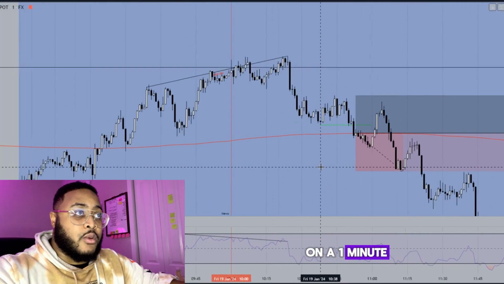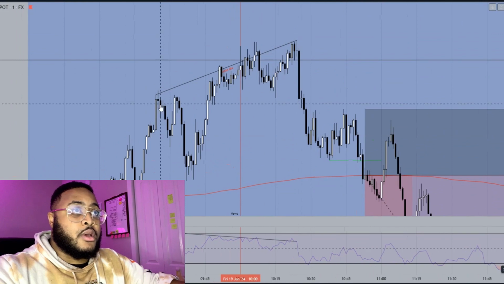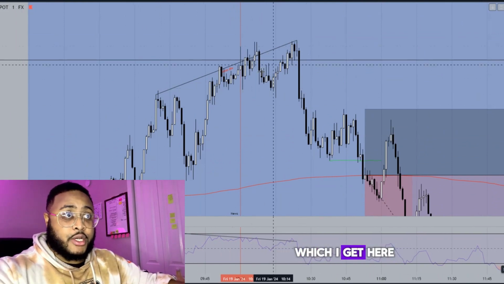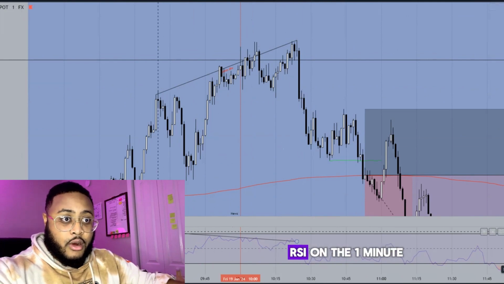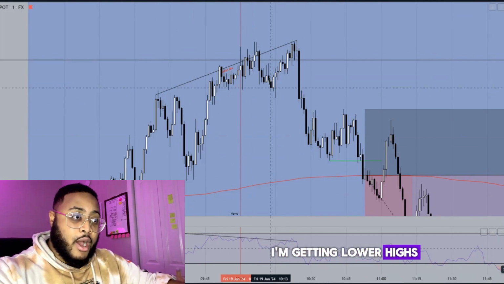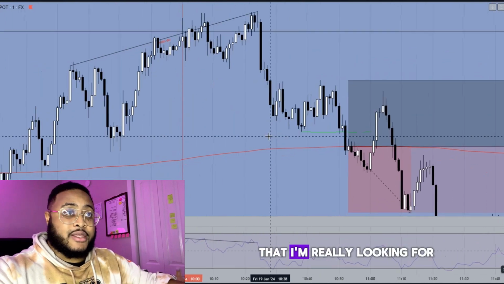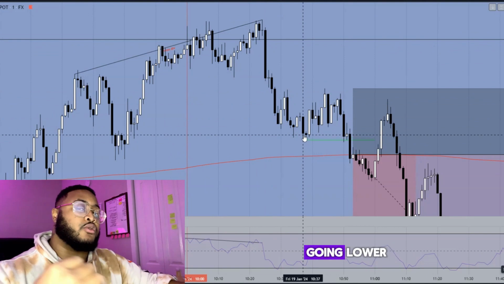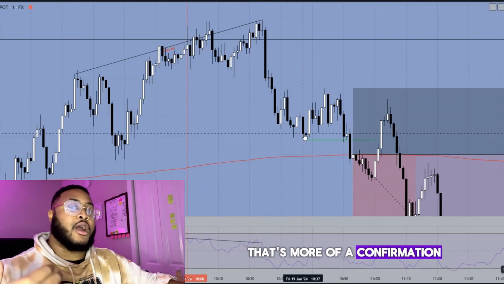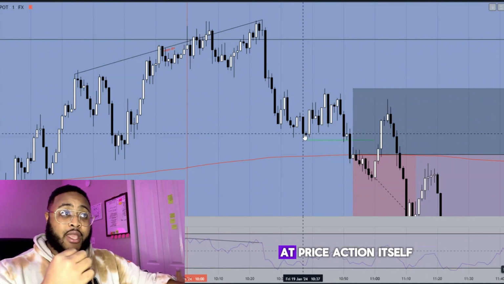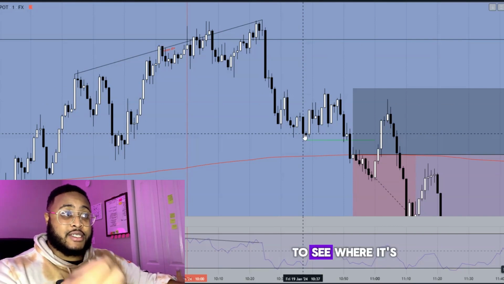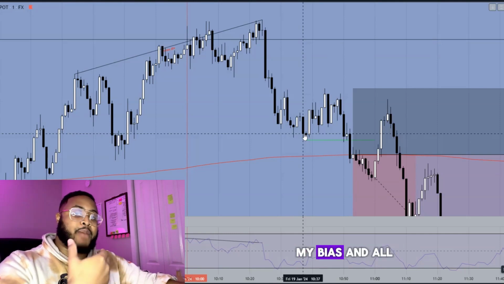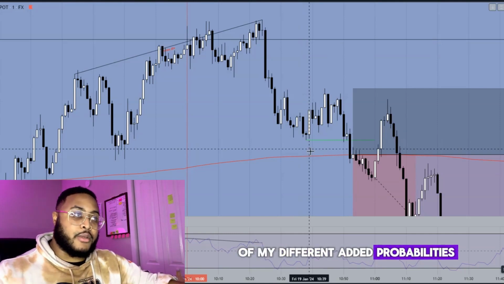So now I'm down on the 1 minute. And the main thing that I'm looking for at this point is 1 minute divergence, which I get here. Price action is going higher, and then on the RSI on the 1 minute, I'm getting lower highs. The next main thing that I'm really looking for is for price action itself to push lower, like an impulse move going lower. That's more of a confirmation, looking at price action itself to see where it's actually going, if it's confirming my bias and all of my different added probabilities.